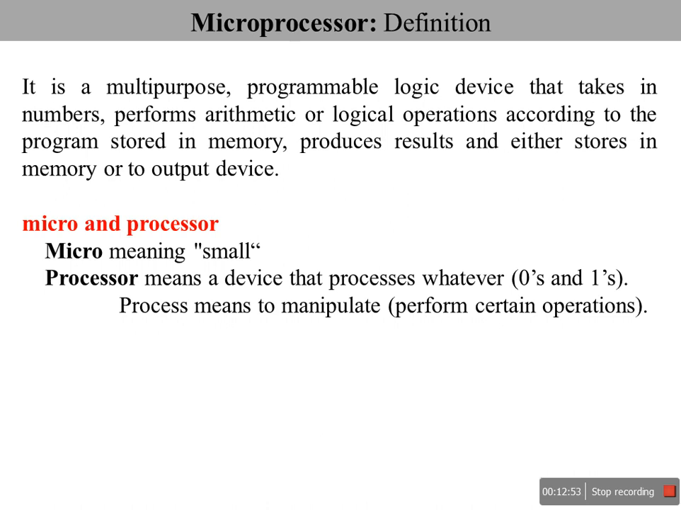Now let's go through it one by one. The first word says it is multi-purpose. It means a microprocessor can be used for more than one purpose, more than one application. It may be used in a calculator, in a computer, or in any other application. Now next is programmable logic device. It is a logic device because it works on logic, sets of ones and zeros. It is programmable because we can give instructions to a microprocessor to do whatever we want. That is why we call it a programmable logic device.